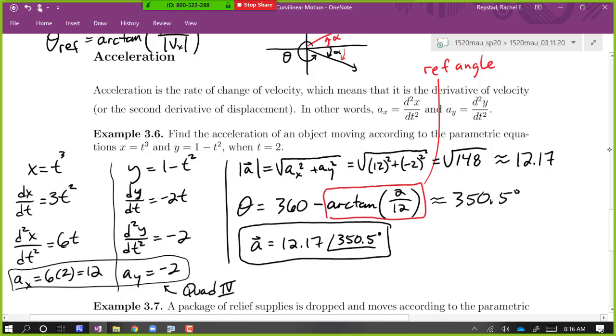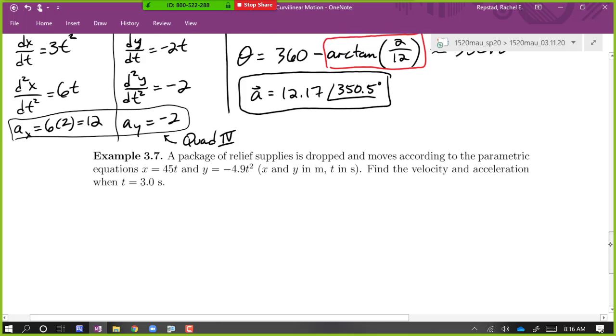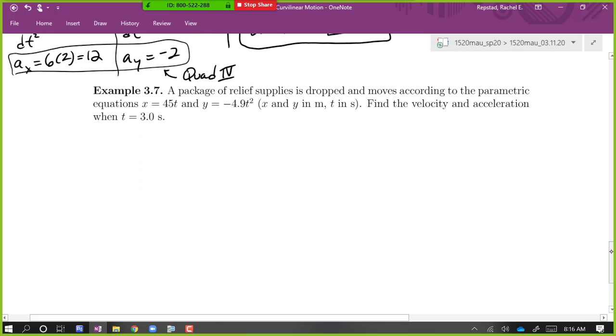Okay, let's try one more. A package of relief supplies dropped and moves according to these parametric equations. So again, they've given us a set of parametric equations, one for x and one for y. This time we do have units. The position is in meters, time is in seconds. When we find acceleration, it'll be in meters per second squared. We want to find both velocity and acceleration.